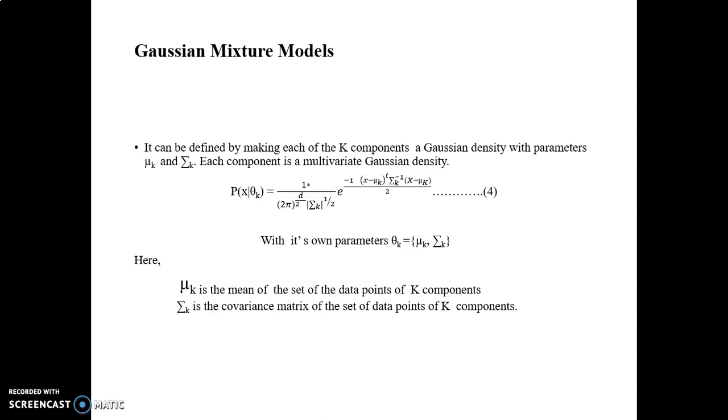Now, p(x | theta k) equals 1 over (2 pi) to the power d by 2, then the determinant of sigma k to the power half, then e to the power minus half (x minus mu k) transpose, sigma k inverse, (x minus mu k). Here mu k is the mean of the set of data points of the k-th component, and sigma k is the covariance matrix of the set of data points of the k-th component.